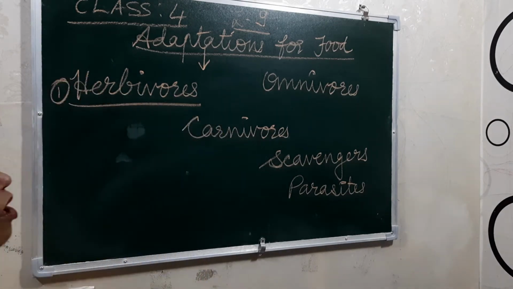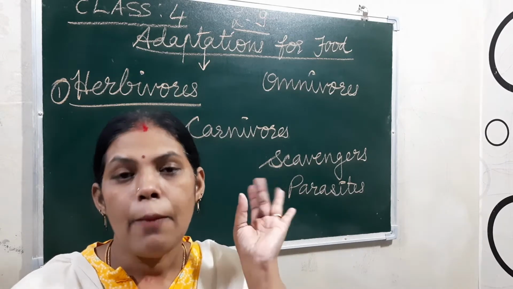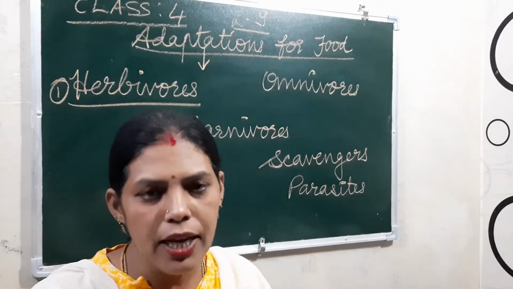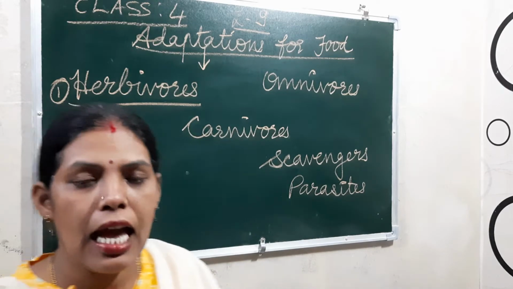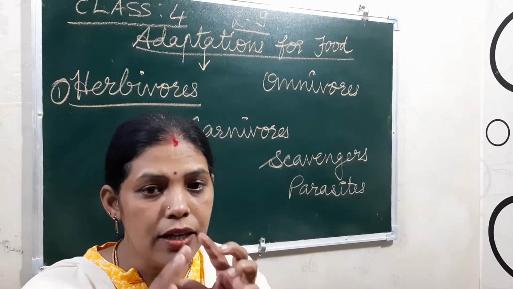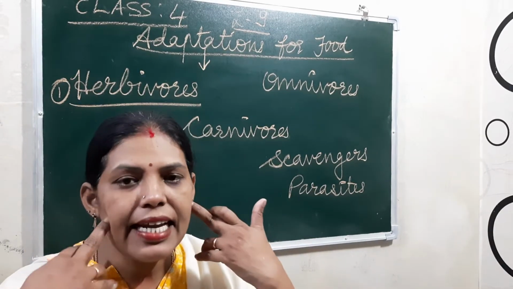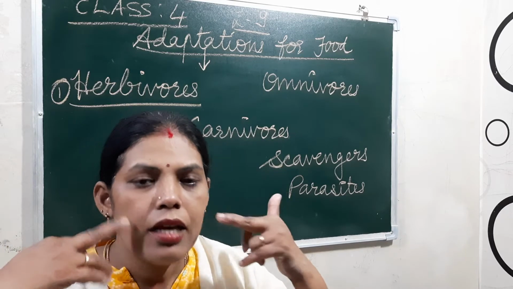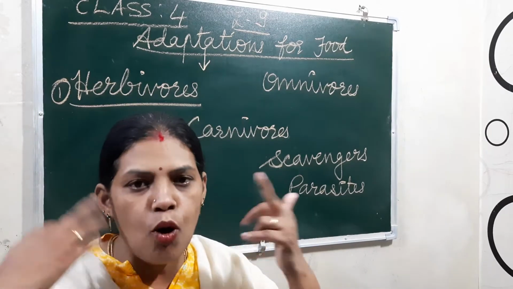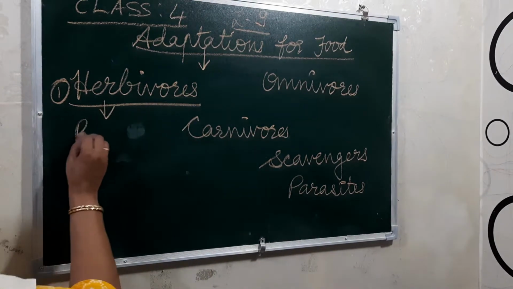Herbivorous animals means these animals eat plants and plant products. Such animals have sharp teeth at the front for biting the plants, and at the backside, for chewing it well, they have flat and broad teeth. So such animals eat plants.